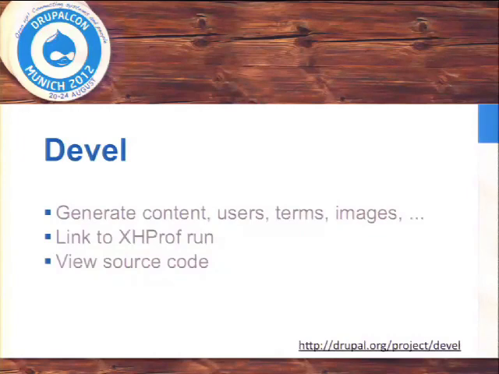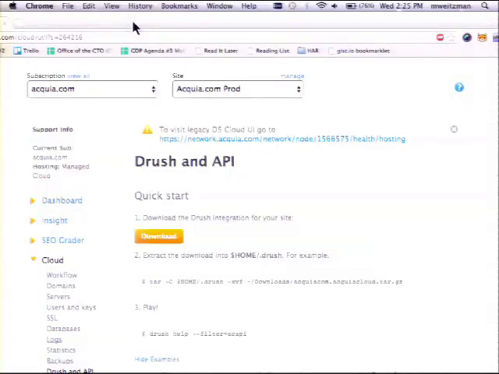Devel has integration with the XHProf PHP extension. That's really useful for profiling. If you set up Devel's integration with XHProf, you will get a link to your XHProf run at the end of every Drush request. So you can go see why your Drush request was slow or not slow, and go in and optimize the functions that took the most time. Okay? Super handy. And there are a couple commands for viewing source code. So let's take a look at Devel's Drush integration.